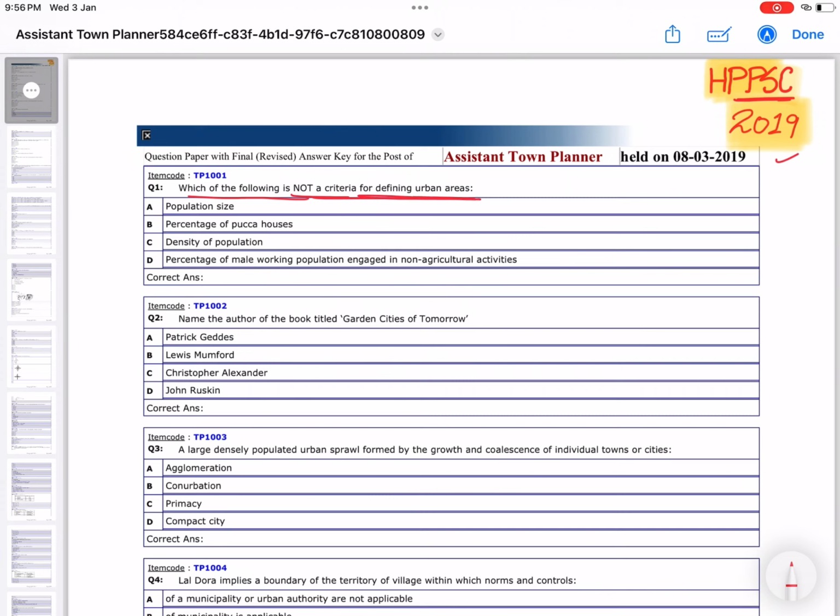The population size of 5,000 is a criteria. Percentage of Pakka house is not a criteria. Density of population has to be 400 persons per square kilometer, and percentage of male population engaged in non-agriculture activity, yes, it is a criteria, and it should be 75%. So the correct answer for this is B. Percentage of Pakka houses is not a criteria for defining urban areas.